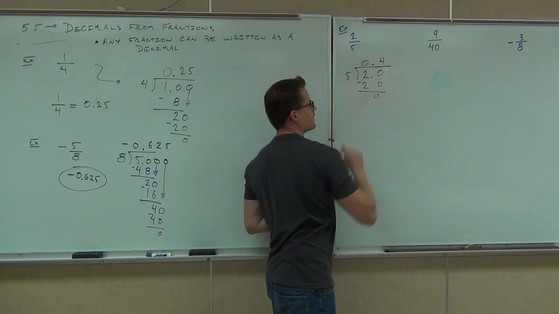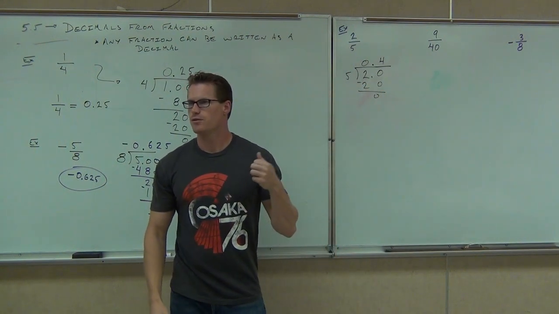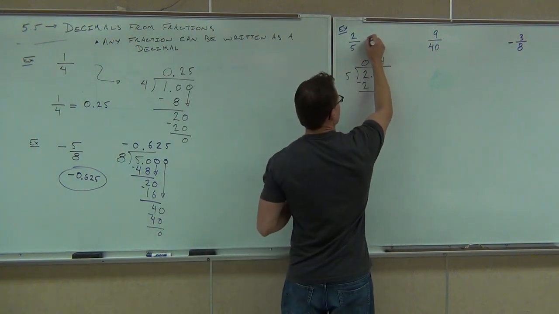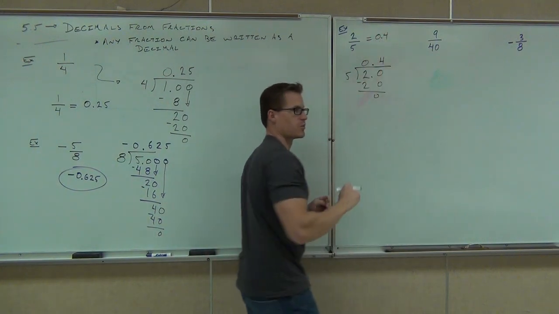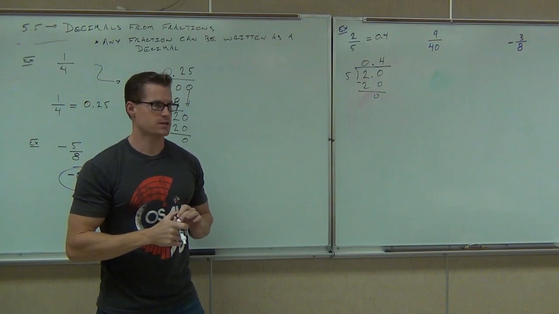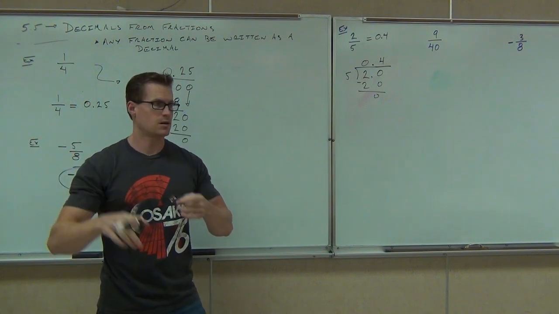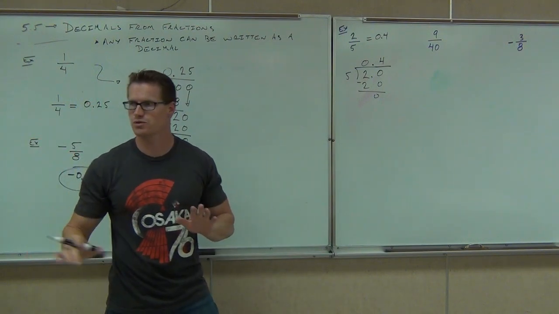If I subtract, I get 0. That means that I have the correct decimal equivalent. It's going to be 0.4. Did you all get 0.4? Yes? Yeah, 0.4. Or 0.4 with the leading 0. Either one. Doesn't really matter.